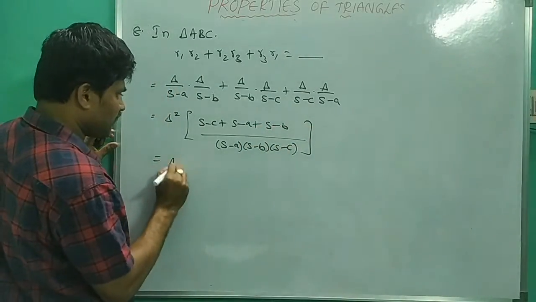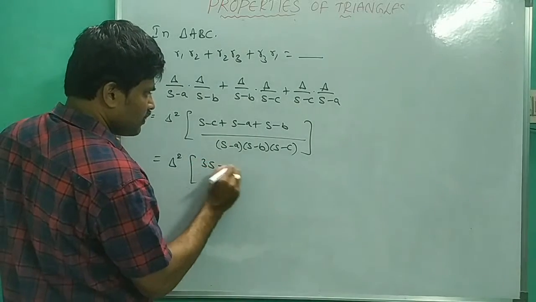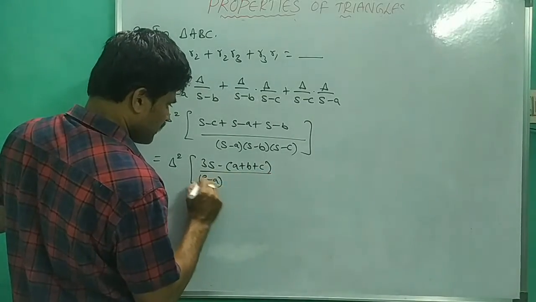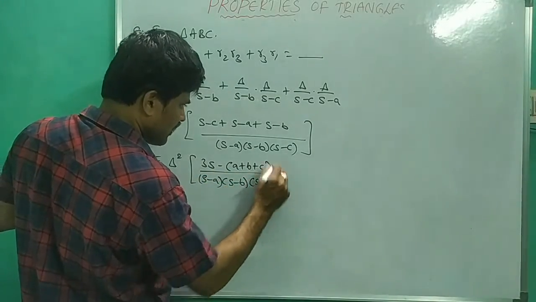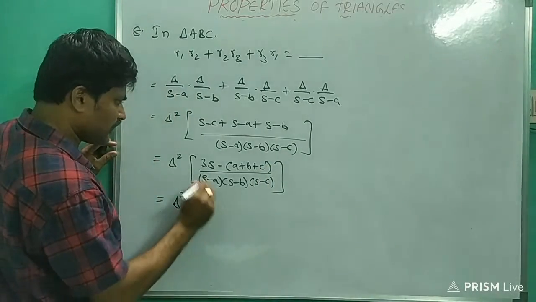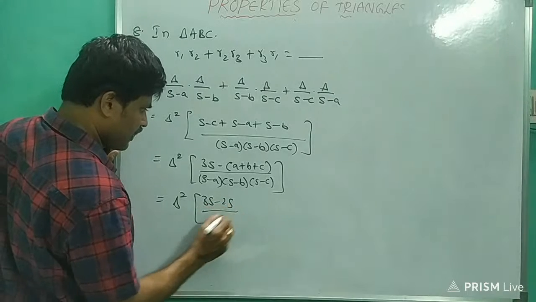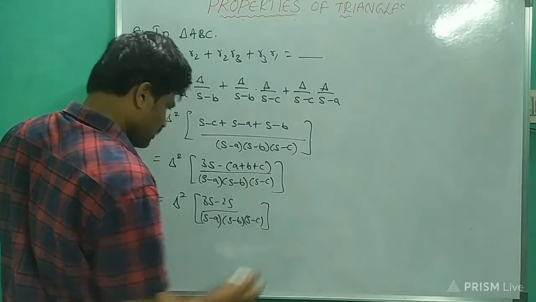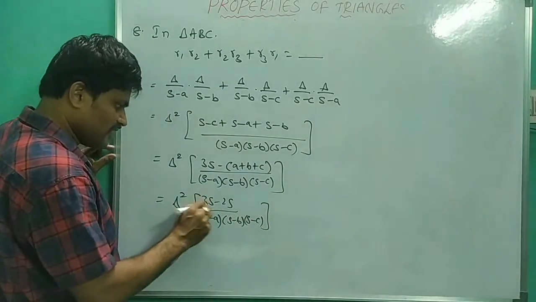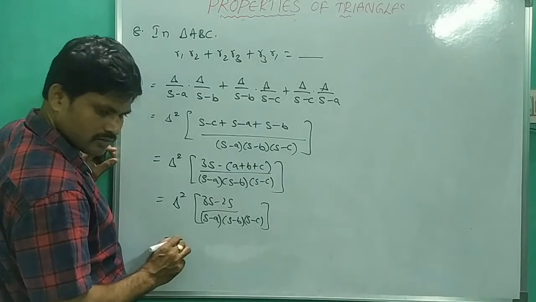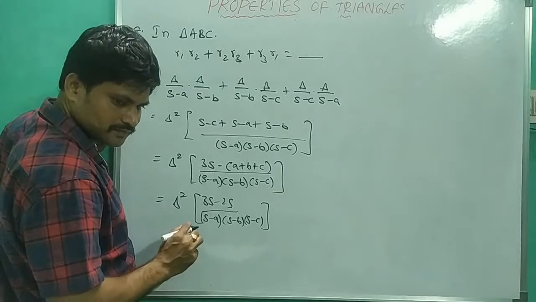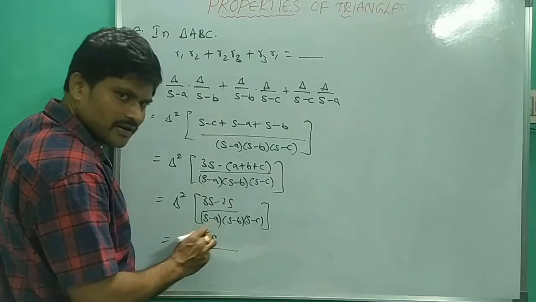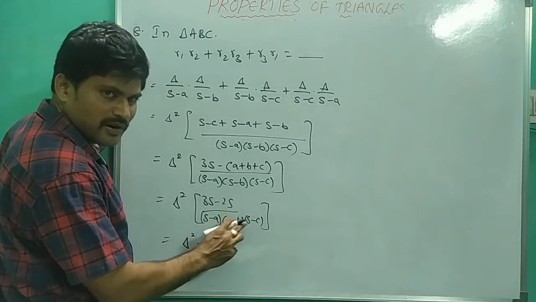So here it can simplify that delta square into 3S. We take common minus, that is A plus B plus C whole by S minus A into S minus B into S minus C. So here we have to observe in that 3S minus 2S by S minus A into S minus B into S minus C. So clearly we have to observe in that one, this is S. So delta square into S by S minus A into S minus B into S minus C.